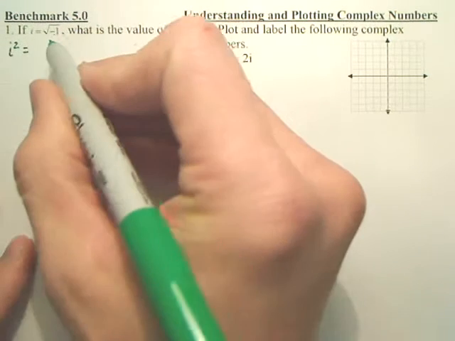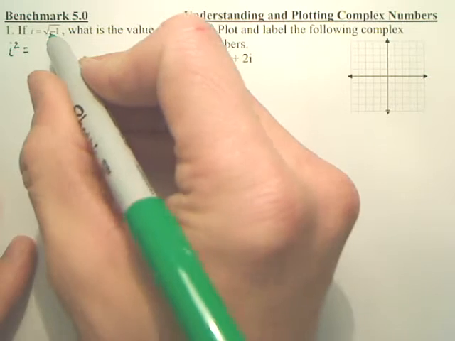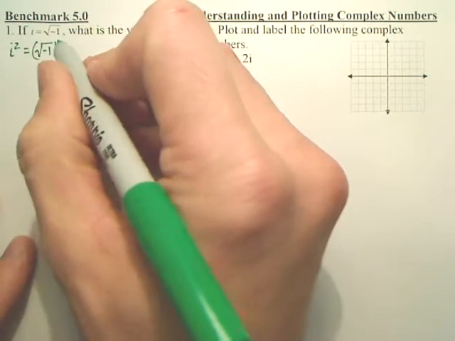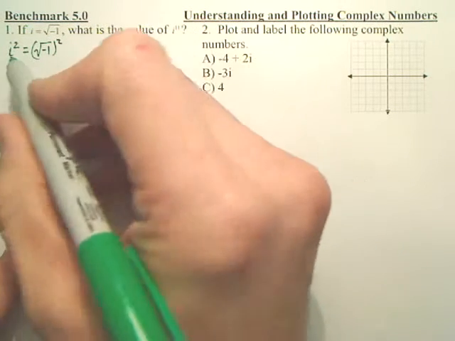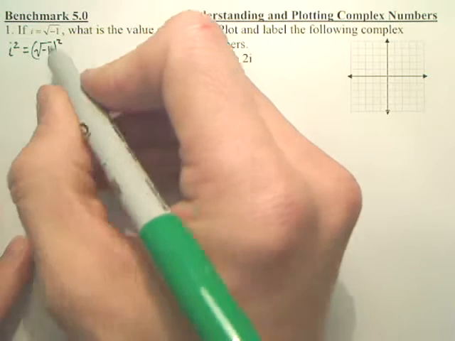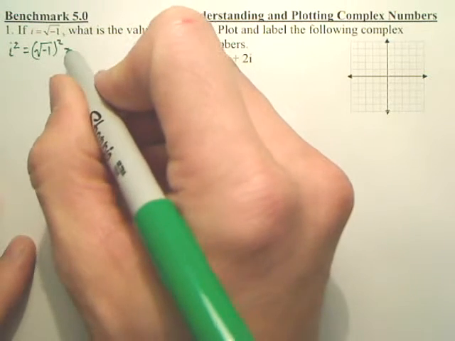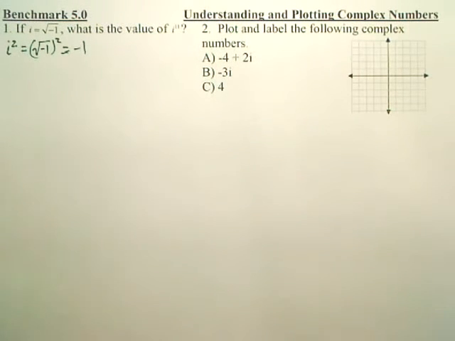i squared, well, what happens when you square a square root? You get, for instance, i squared is equal to the square root of negative 1 squared. Okay? i squared, i is the square root of negative 1. Whenever you square a square root, do you understand the square root drops out, leaving you negative 1? So, i squared is negative 1.